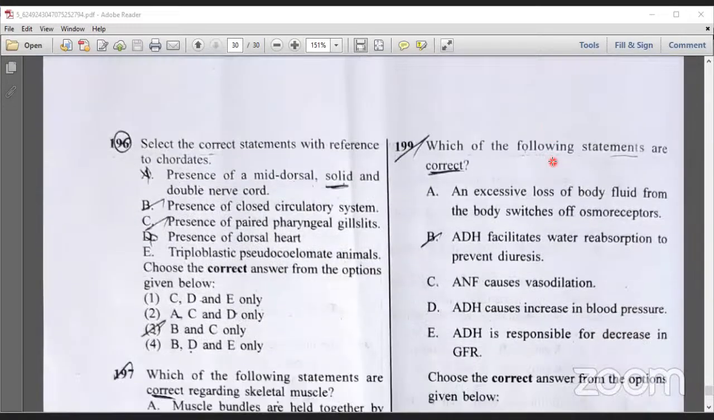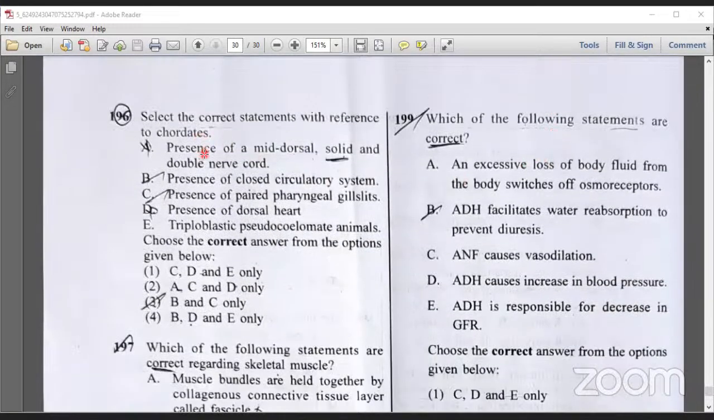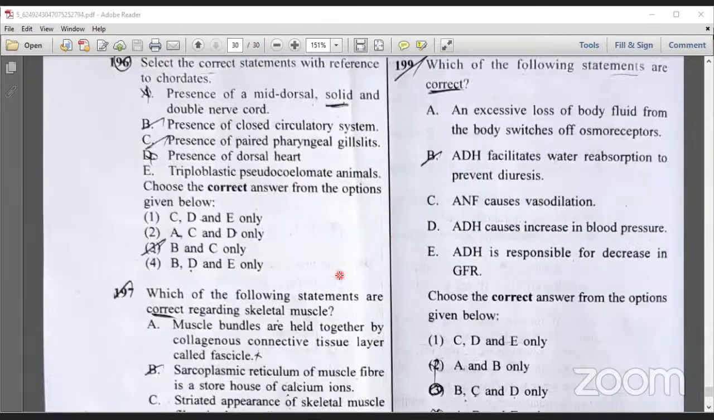And 196, select the correct statement with reference to chordate. When we talk about the chordate, especially the presence of mid-dorsal solid double nerve cord, and presence of closed circulatory system, paired pharyngeal gill slits, those two are right. Dorsal heart won't be there, it is ventral. Triploblastic pseudocoelomate? Triploblastic coelomate animals. So you got the right answer there.